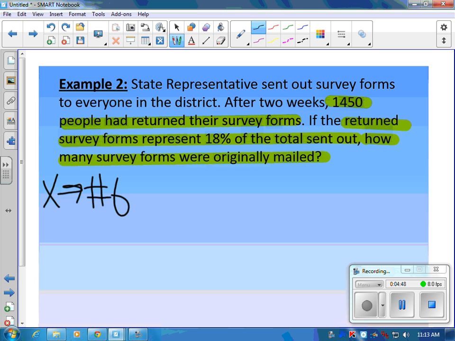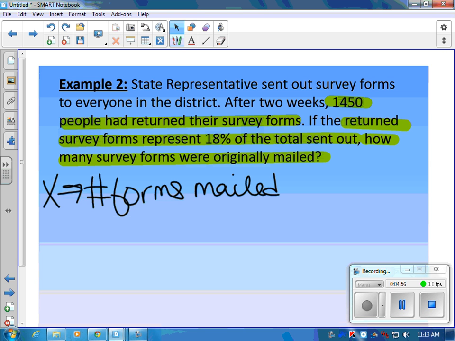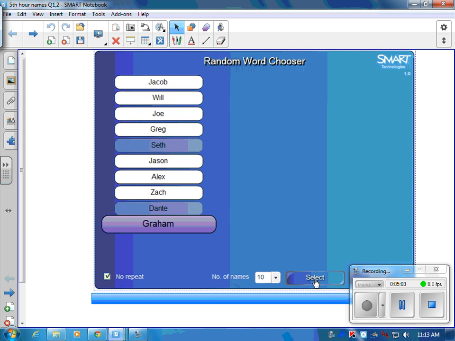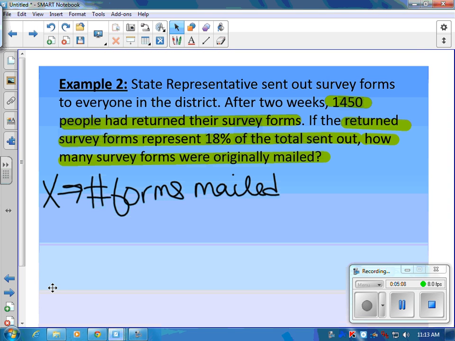So the number of forms or surveys that I mailed, or that the representative mailed. So my variable represents the number of forms we mailed, and I have all my information highlighted. So Jacob, come write our equation for us. What words in this problem tell me that I need to take 0.18 times x? Seth?